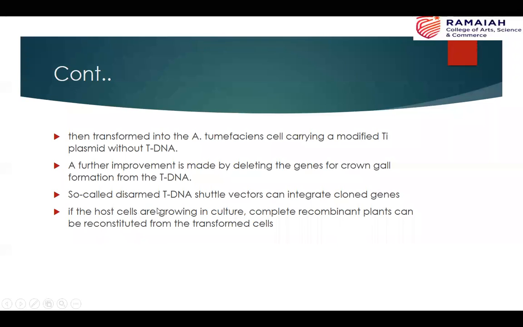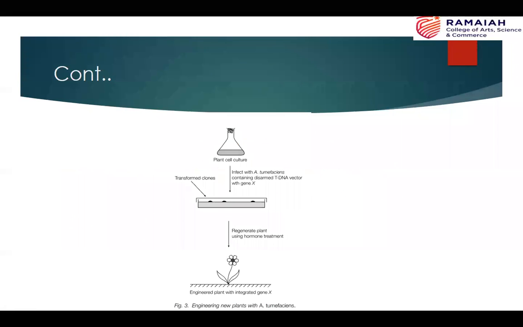So the so-called disarmed tDNA shuttle vectors can integrate the cloned genes into the host plant genome. If the host cells are grown in culture, those transformed clones can be developed as complete recombinant plants by treating with the appropriate hormones. A schematic representation is shown here of how the recombinant plants can be developed by using these Ti plasmids.